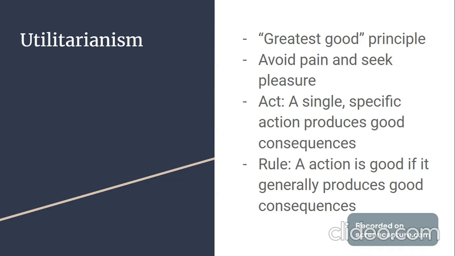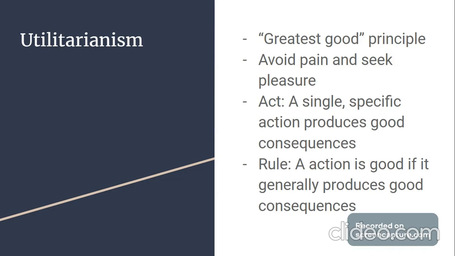However, we also have rule utilitarianism, which is a bit more general, and it's a weird mix between deontology and consequentialism, oddly enough, because it argues that we should look at consequences, but not for this specific action. We should look at how that action would generally change society.